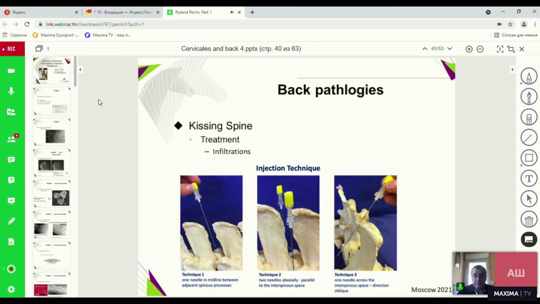Or two needles on the left and the right, or the right on the left, or one needle just in the middle like this on the right.